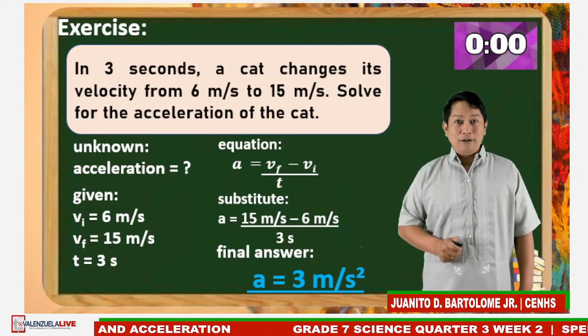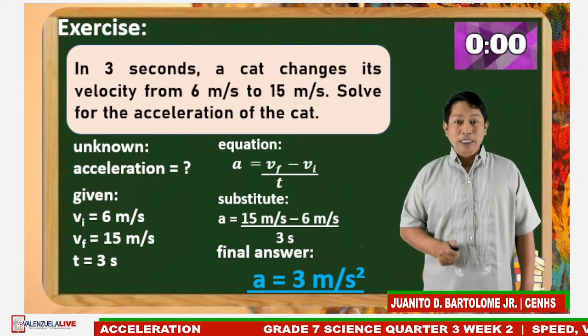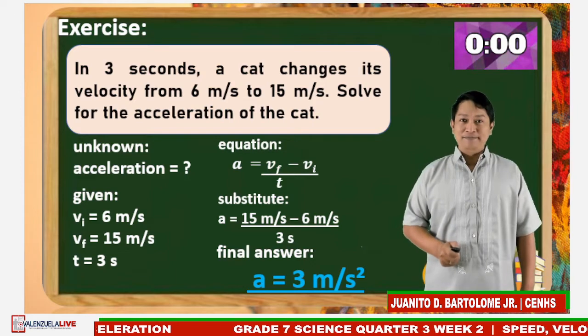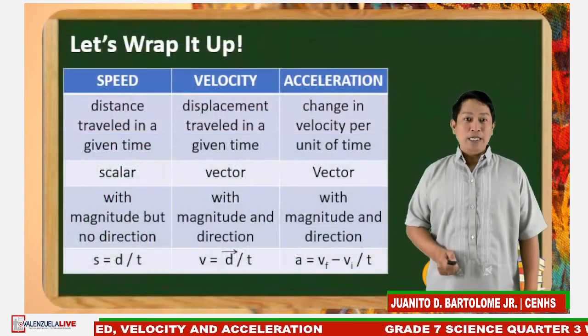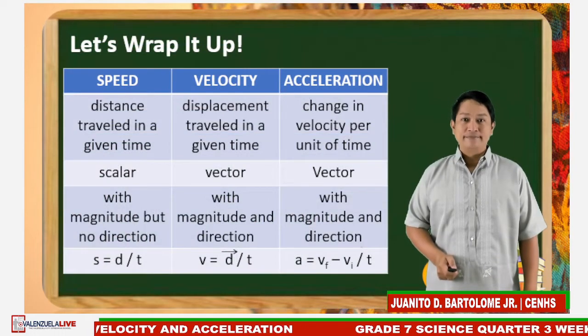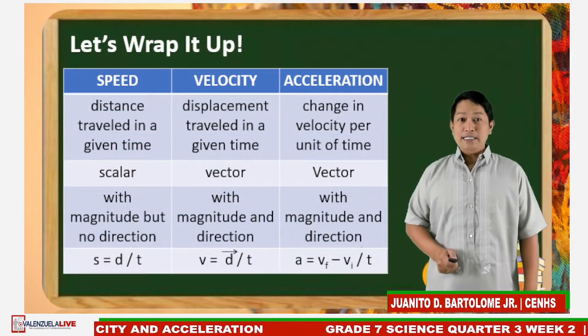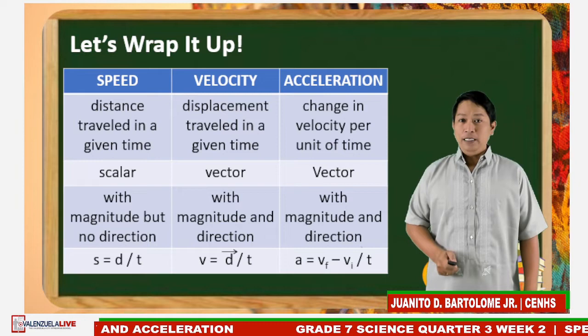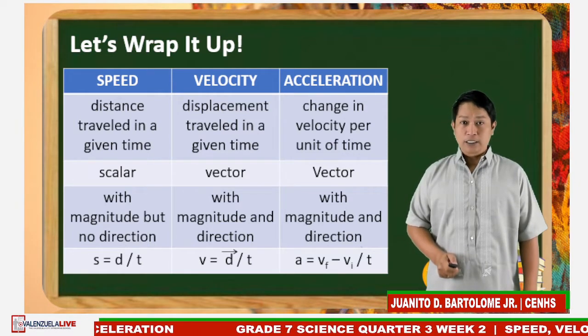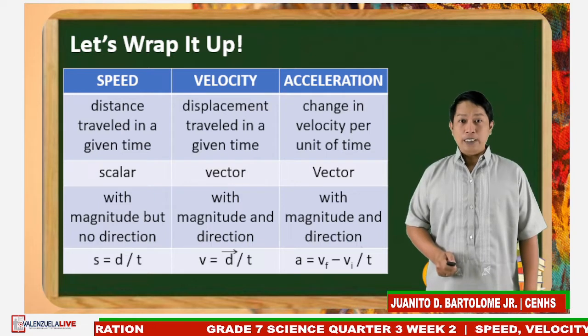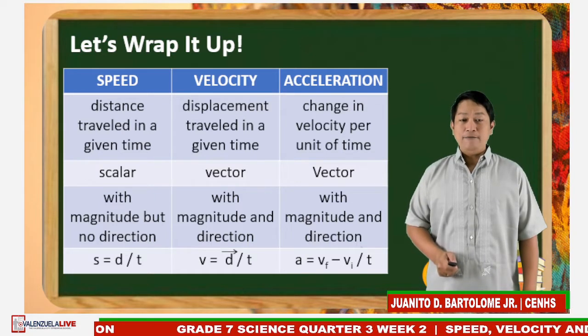Were you able to get the correct answer? If you do, then you did a great job. Now, it's time to wrap up our newly gained knowledge for today. Speed is the distance traveled in a given time. It is a scalar quantity because it does not involve direction. The equation for speed is distance divided by time.